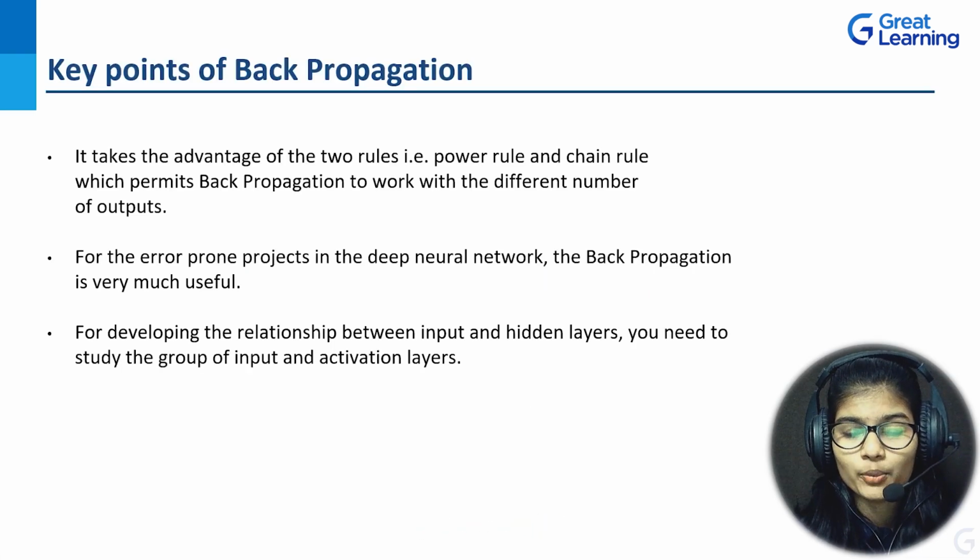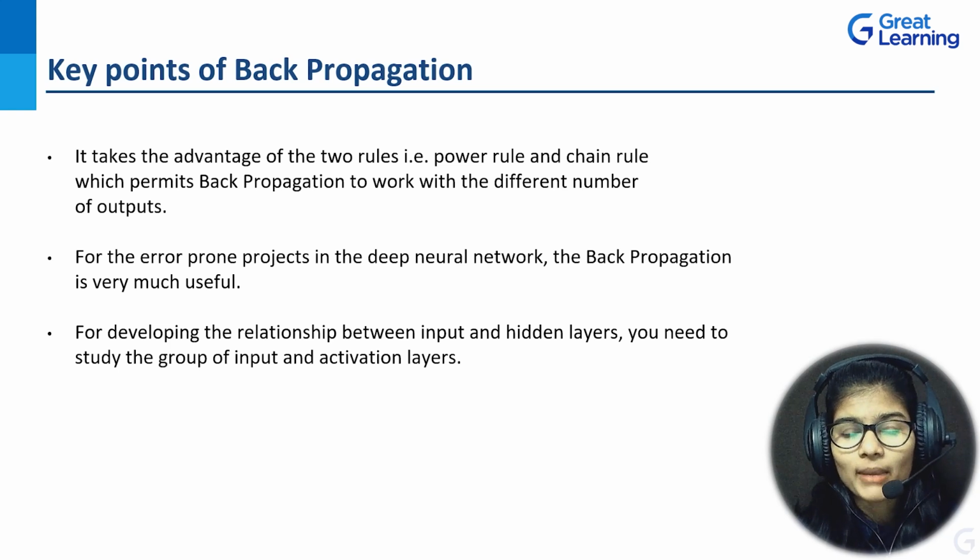The very first key point for backpropagation is that there are two respective rules. The first one is the power rule and the second one is the chain rule. So backpropagation takes advantage of these two rules. And what do these rules do? These rules permit backpropagation to work with a different number of outputs.